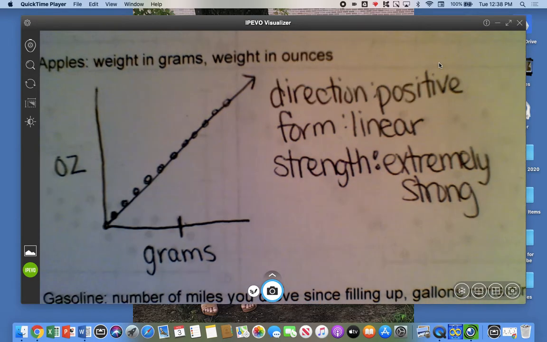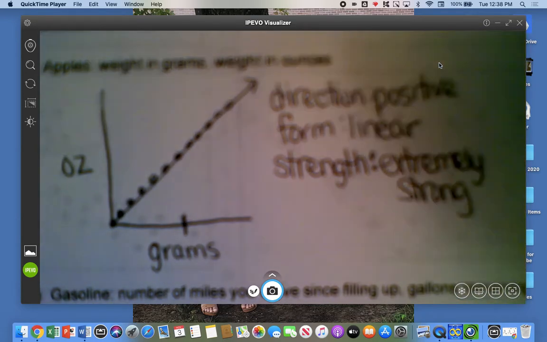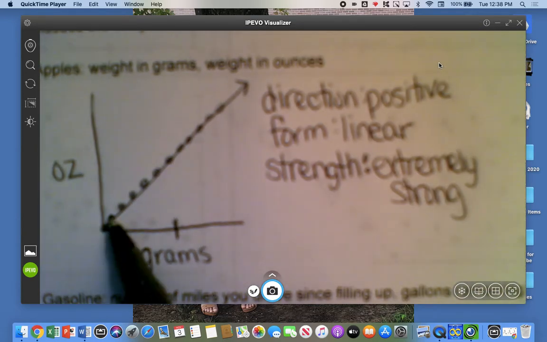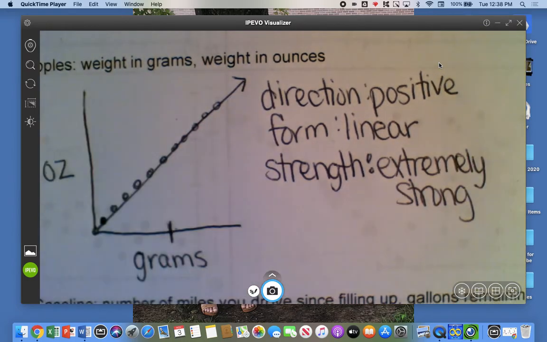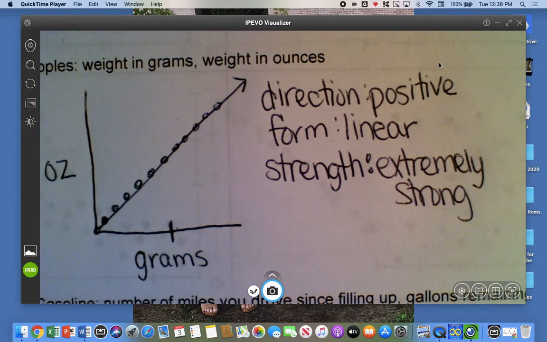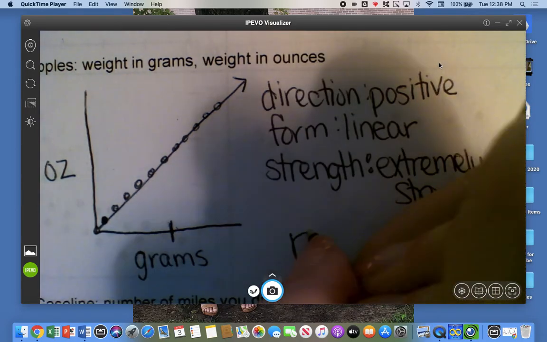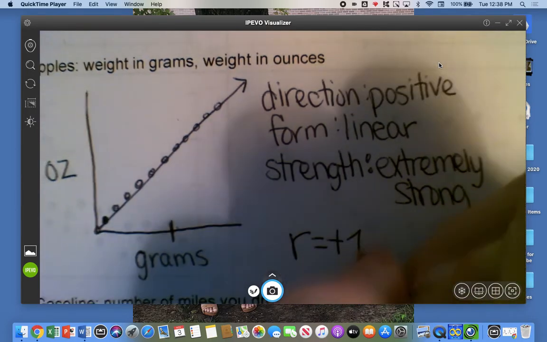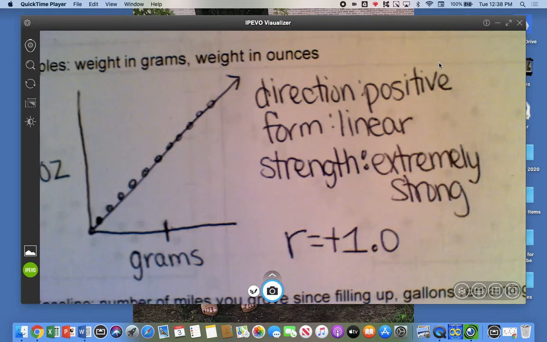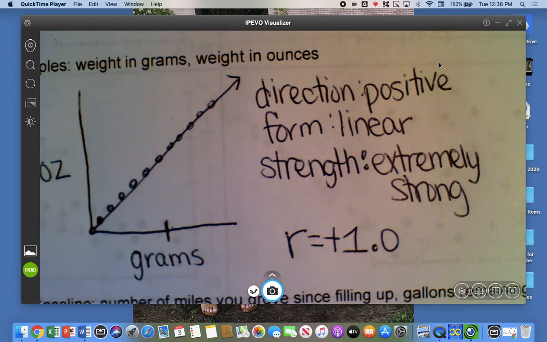Now, what would you guess this correlation coefficient to be if 100% of the dots are on the trend line? What's the strongest strength that you can have? 1. The correlation coefficient here would be an absolute positive 1 because 100% of the dots are on the trend line.